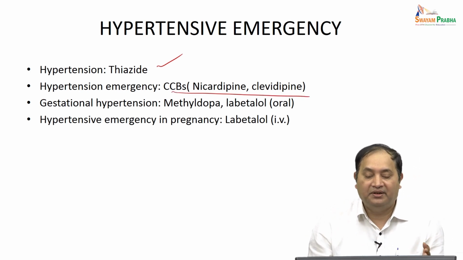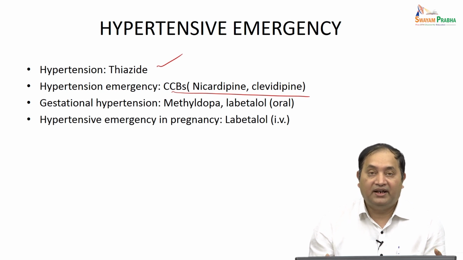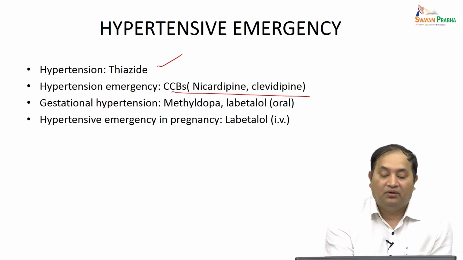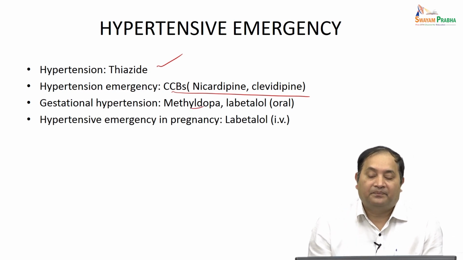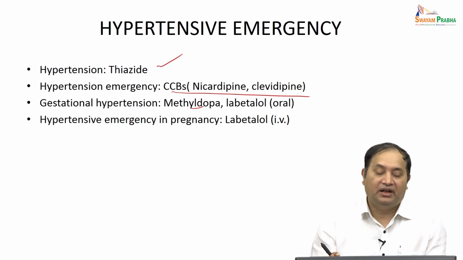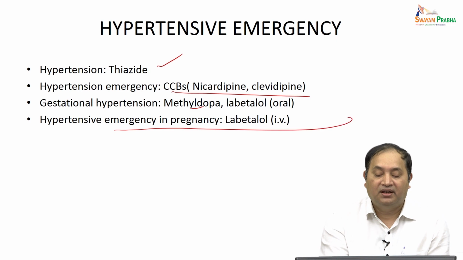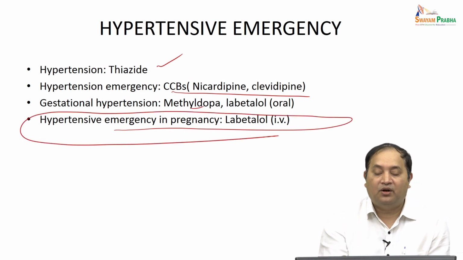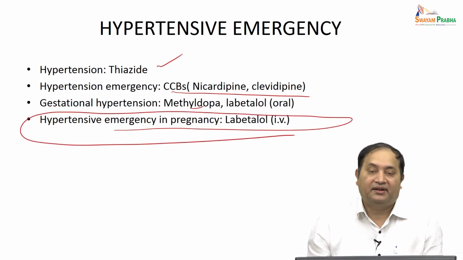We use nicardipine or clevidipine, but in case of gestational hypertension, like in pregnancy, the drug of choice is methyldopa, or labetalol can be used orally. In case of hypertensive emergency in pregnancy, the drug of choice, we give labetalol intravenously.